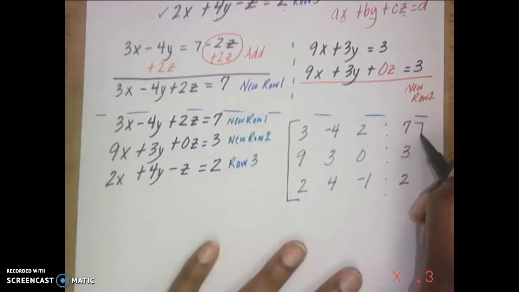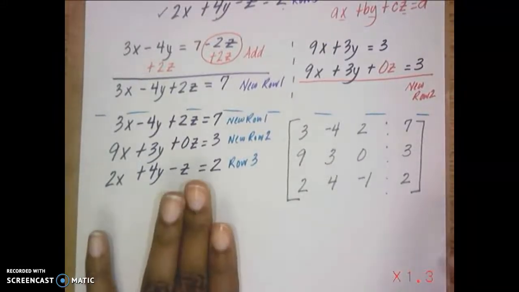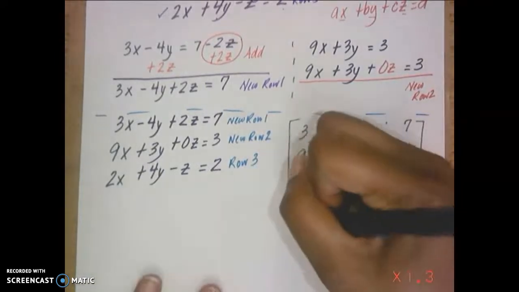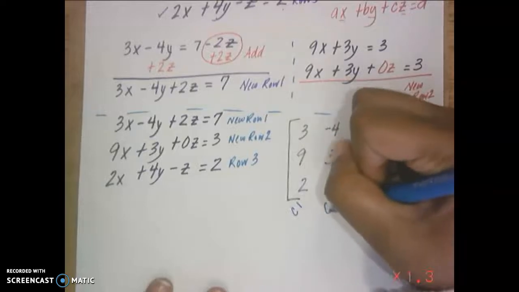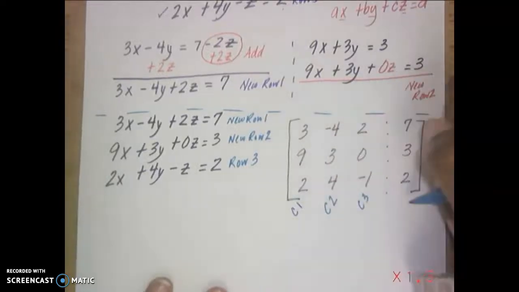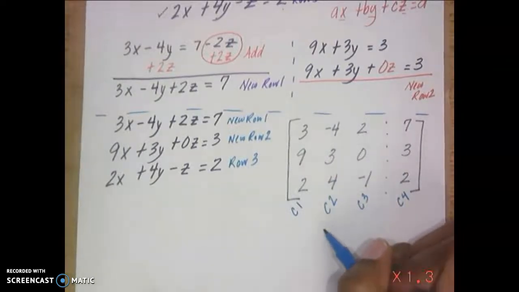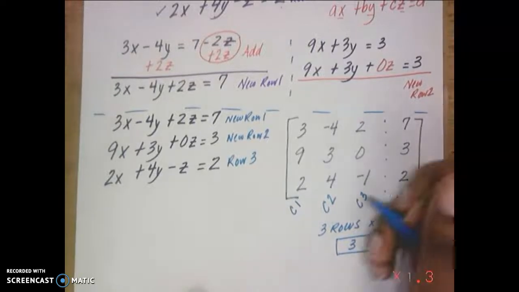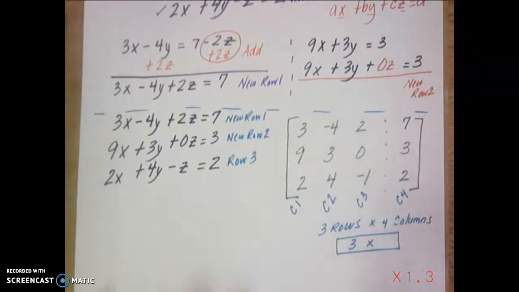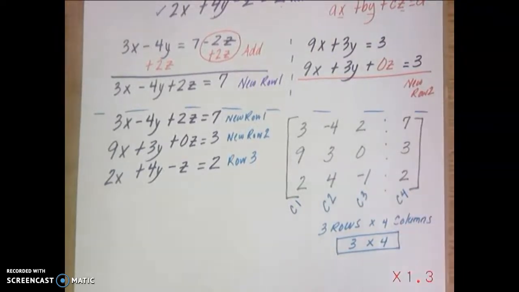So this right here is representative of our augmented matrix. We know we have 3 rows. If I'm going to be specific, this will be my column 1, column 2, column 3, column 4. So in this case, we have three rows and 4 columns. So this augmented matrix is a 3 by 4 matrix.